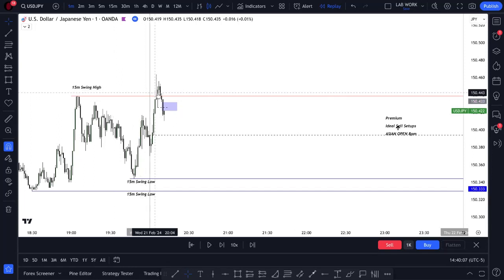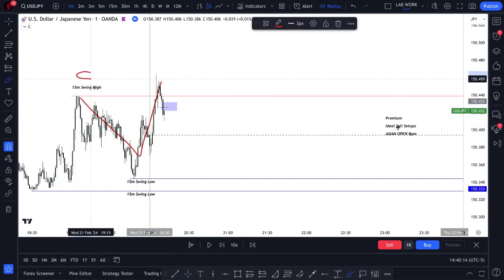Now, traders could then flip their side and say, instead of going short, I think the market's going long. So they were once short, had a stop loss up here, and now they've been stopped out. Now they can be getting out their longs and saying, you know what?